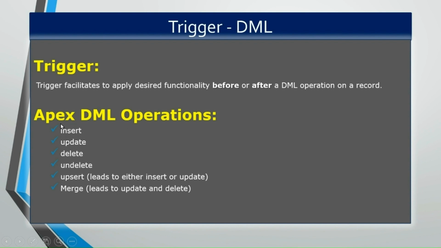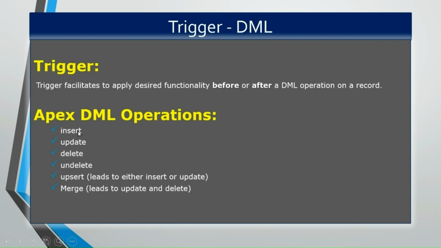So first see what are all the DML operations that we have in Apex. Those are insert, update, delete, undelete, upsert, and merge. If you see, upsert ultimately leads to either insert or update, and merge leads to the update and delete. So core DML operations are only 4, that is insert, update, delete, and undelete.